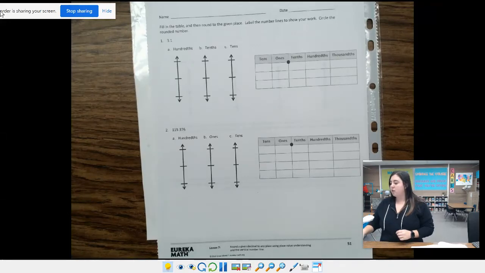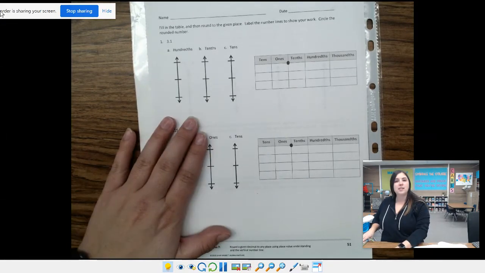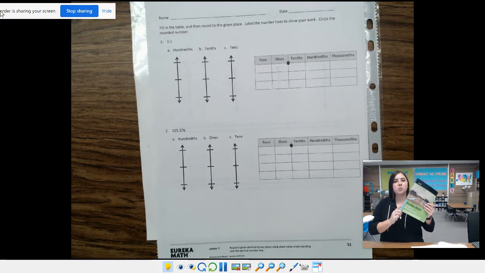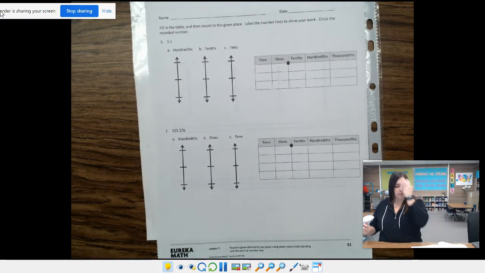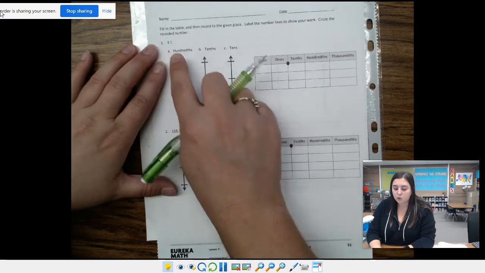Hi, everyone. So I just took out my lesson 7 problem set from my Blue Spine Learn book. I ripped mine out because it's easier to work that way. You might want to do the same. So let's take a look at question 1.